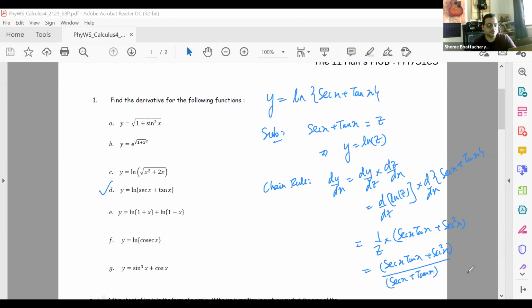So now you can see that if you take sec x common in the numerator, then the term sec x plus tan x cancels out. So we are left with just sec x. So that's what the derivative is becoming. dy by dx is equal to sec x. Right, we'll do the C part also. I hope this is clear.